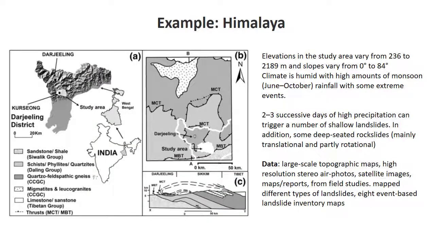So here's an example of how that would proceed. Here we're in the Himalayas. The climate is pretty humid, so we have lots of rainfall, and so landslides are a big issue, particularly when you have consecutive days of high precipitation. The data sets are quite substantial, and it's a well-studied area in that sense. So we have topographic maps, airborne and satellite imaging, field study mapping of different landslides, and inventory maps.